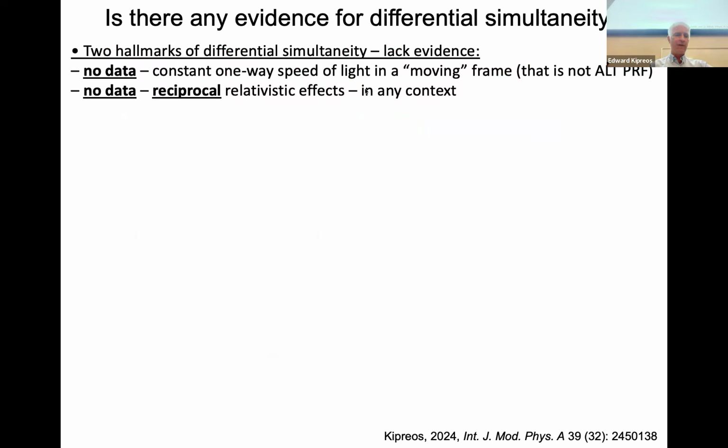Okay, so now we can even ask, is there any evidence for differential simultaneity anywhere? And so two hallmarks of differential simultaneity lack all evidence. So there is no data for the constant one-way speed of light in a moving frame that is not an alt PRF. So people have said, well, people see that the speed of light is constant in ECI. Well, yeah, but the ECI is a preferred reference frame for alt, where the speed of light is also going to be constant.